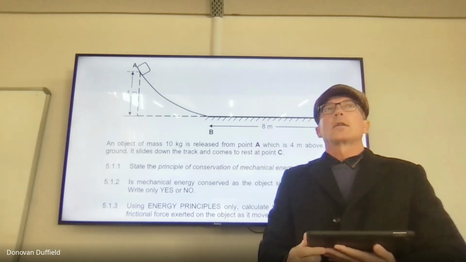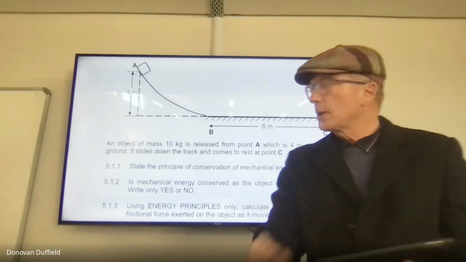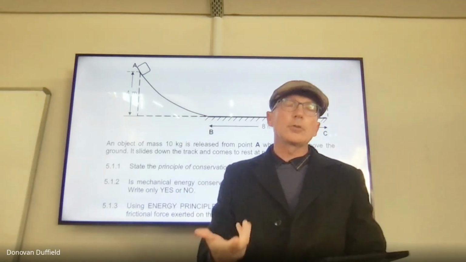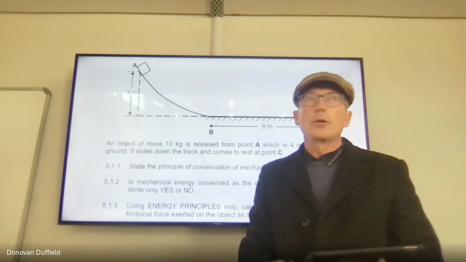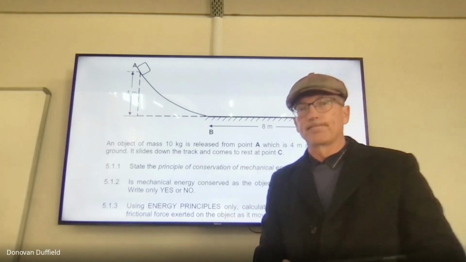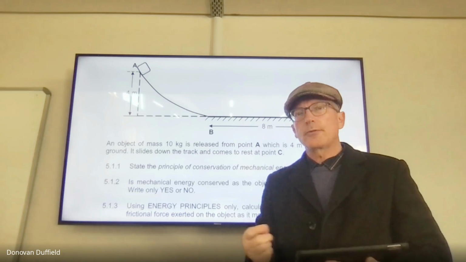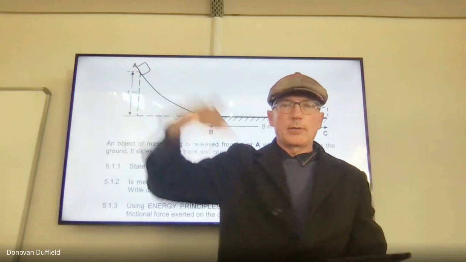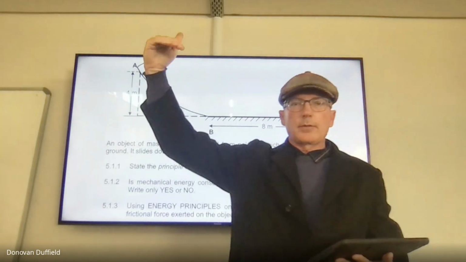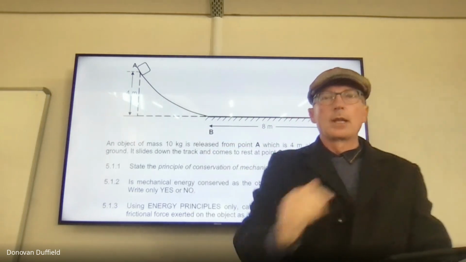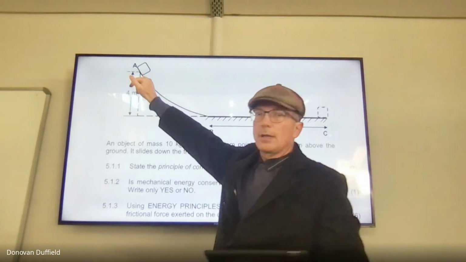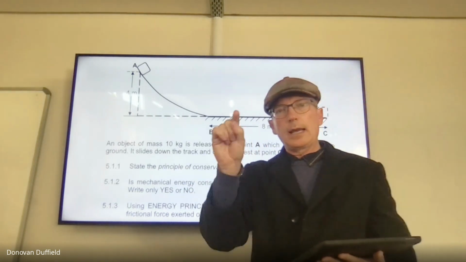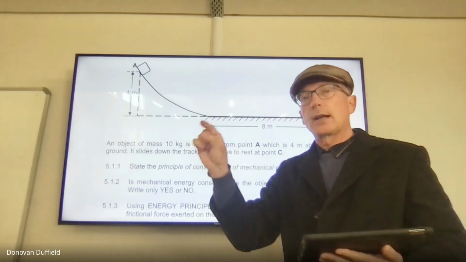Now, I want to say this explicitly. From A to B, you may not use the equations of motion. The reason for that is, can you see it's not traveling on a straight line? It's not traveling like this. There's a curve, and the curve results in an acceleration, which is a component of gravity. a equals g sine theta.